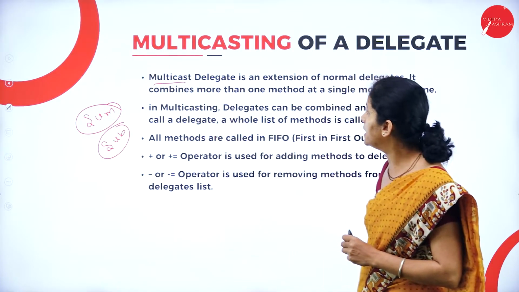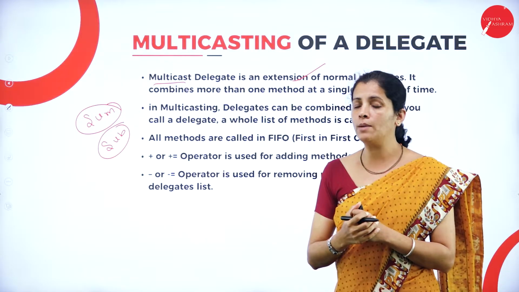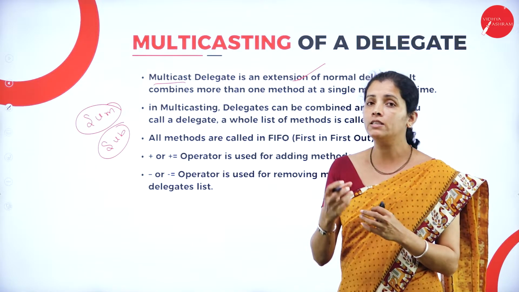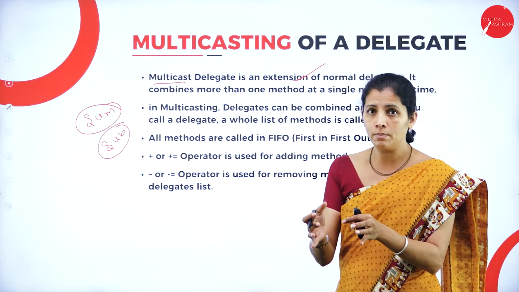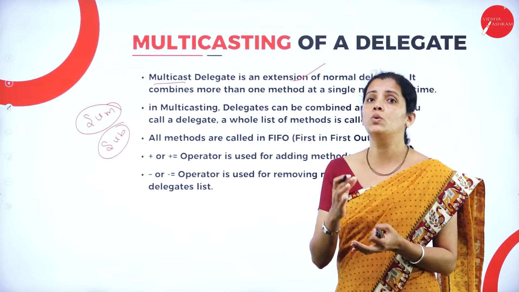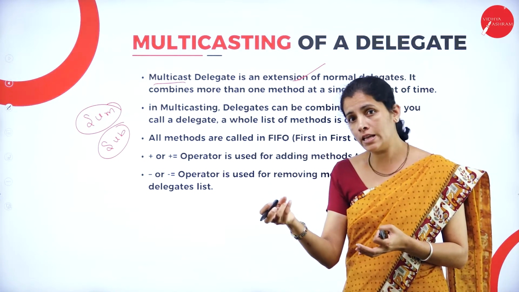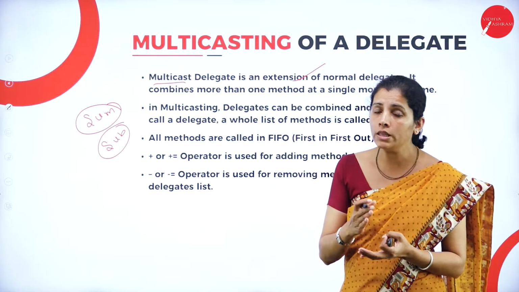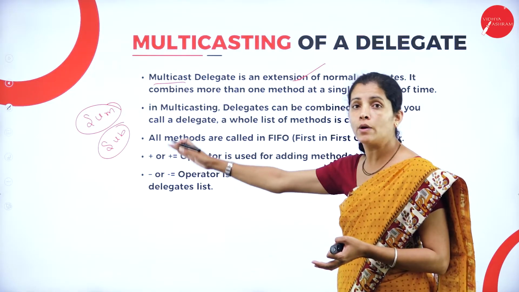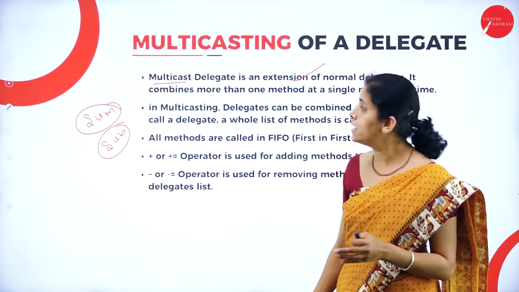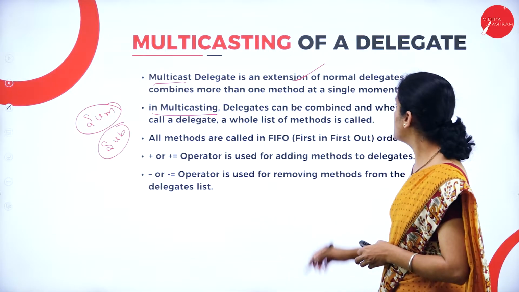So, a multicast delegate is an extension of a normal delegate. A normal delegate, in the sense, creates a reference. It is like a pointer. A pointer holds the address of another variable, but here, instead of holding the address of a variable, I'm going to hold the address of a method. And when I have multiple methods and I want to hold the address of both methods, then I can use multicast. In multicasting, delegates can be combined.